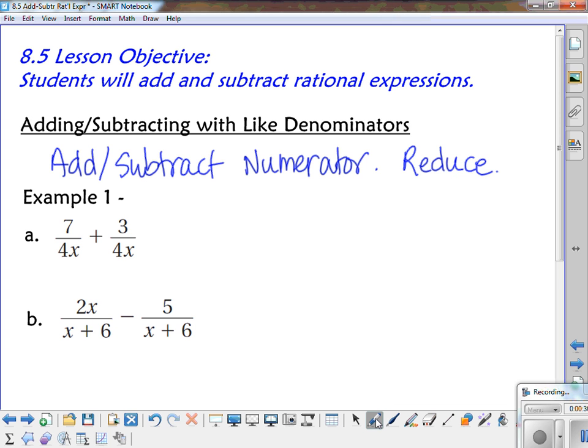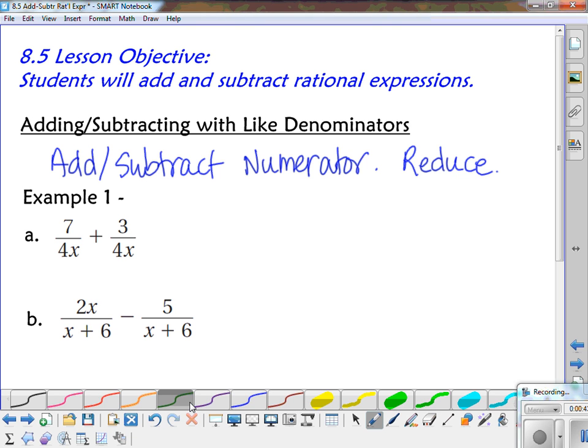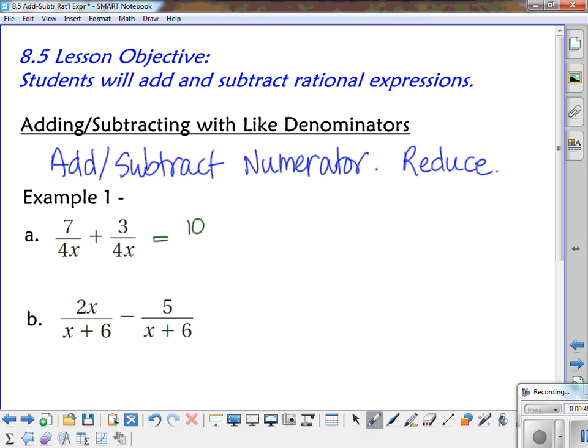So if we look at example 1, we've got 7 over 4x plus 3 over 4x. So I just add my 7 and my 3, and I get 10 over 4x. And then because they're both divisible by 2, I can reduce it to 5 over 2x.